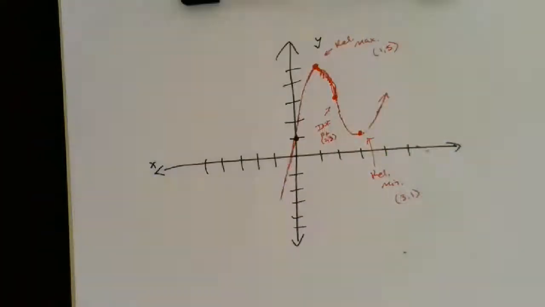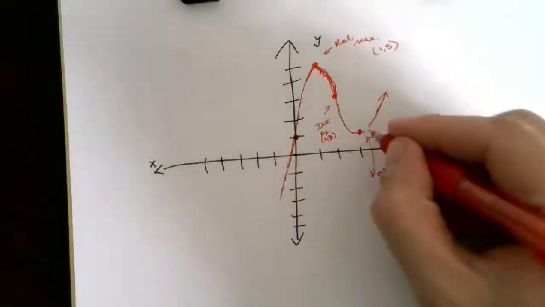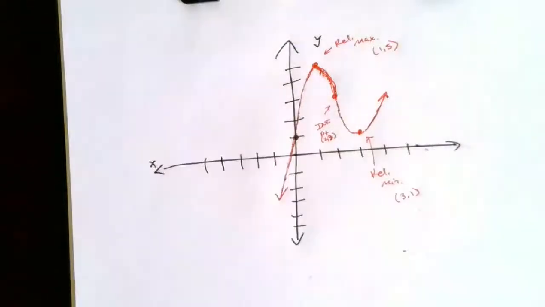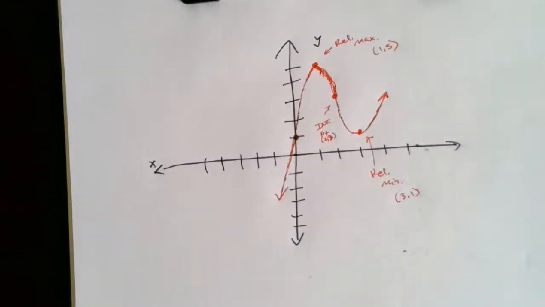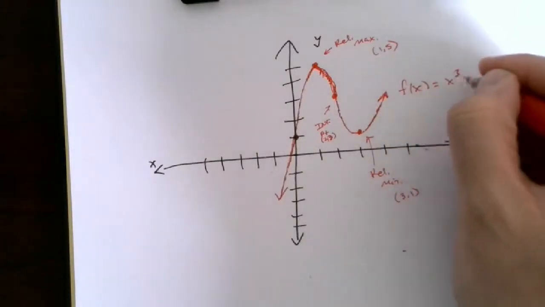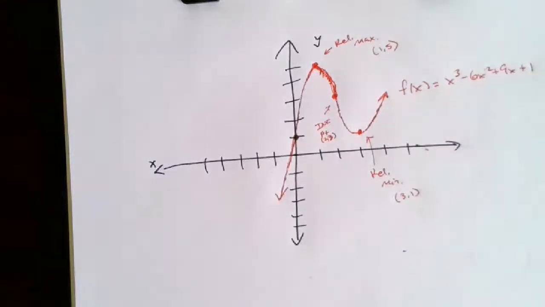And notice, after x equals 3, we should be increasing. So the shape of this in terms of increasing and decreasing should come out based on knowing that you have maxes and mins. Arrows on the ends of these because it does go on forever in both directions, and this is our graph of f of x equals x cubed minus 6x squared plus 9x plus 1.